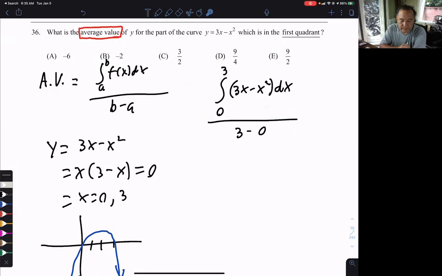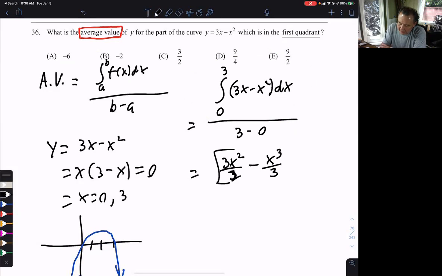Second thing you had to know, what does this graph look like? And what part's in the first quadrant? And it's going to be from 0 to 3, so you had to know that. And once you get that, now we can work this out. I add 1 to the exponent and divide by that. Add 1 to the exponent and divide by that.